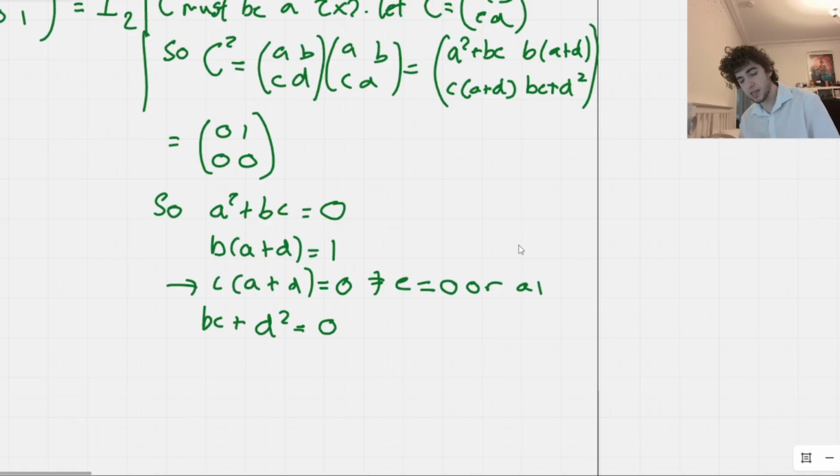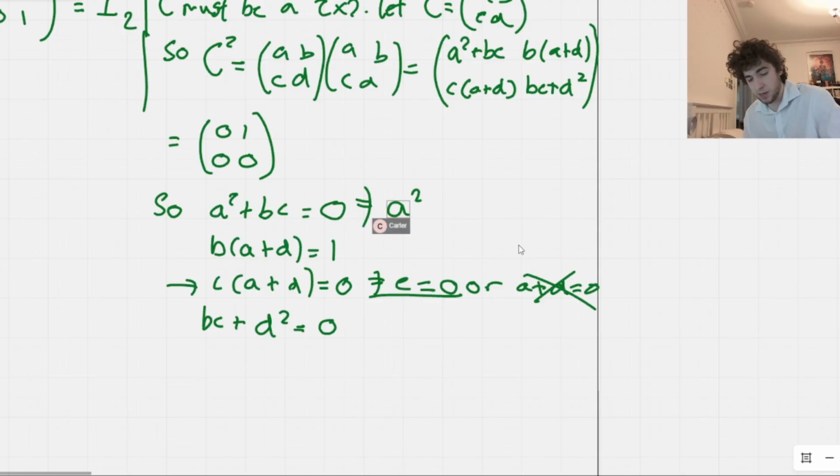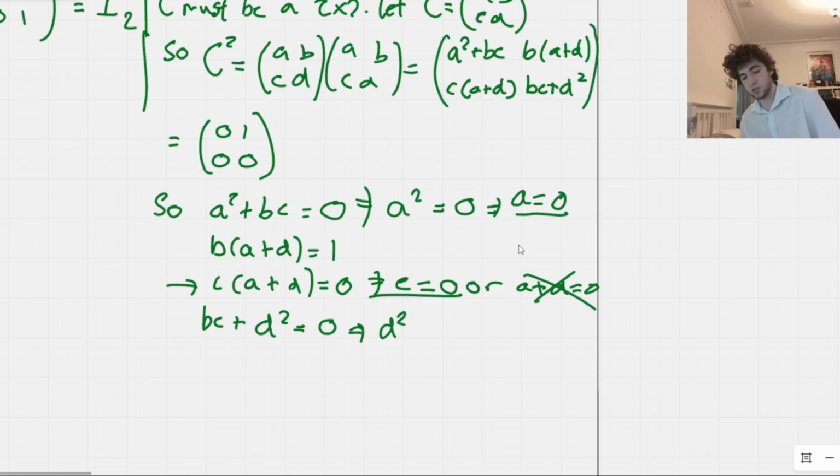Well, if A plus D is equal to 0, then we already arrive at a contradiction, because the left-hand side here is 0, which is not 1. So A plus D cannot be equal to 0. So C must be equal to 0. Now, because C is equal to 0, the first criterion becomes A squared plus 0 equals 0. So A squared equals 0, which implies that A is equal to 0. Similarly, the last criterion becomes D squared equals 0, which implies that D is equal to 0.